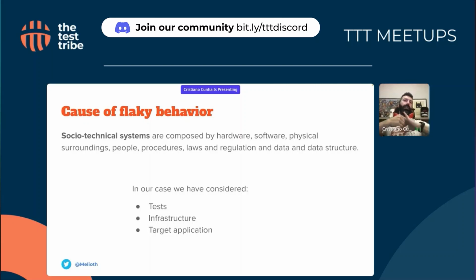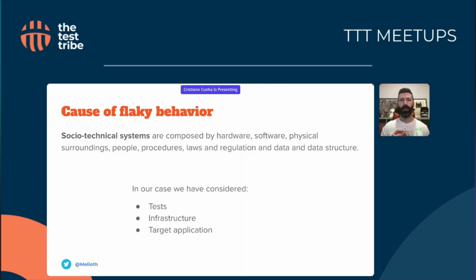But for me, let's just consider three angles of it and how we can address flakiness in each one of them. I will look at the test side, so the automated checks, the infrastructure side, so all of the things that are related with environments, and the target applications. That is one that sometimes we forget because we are just validating it.